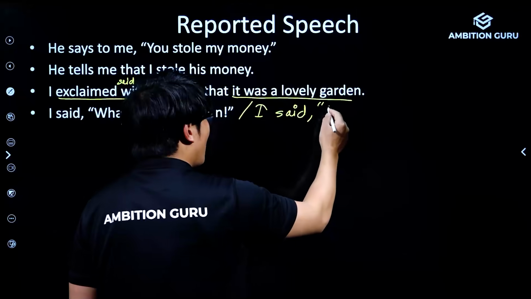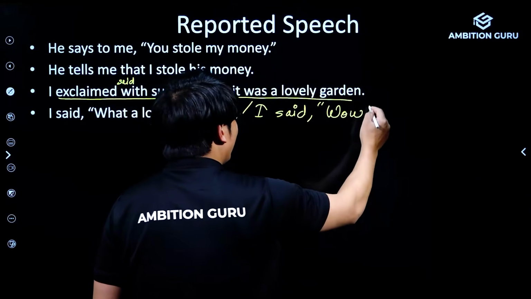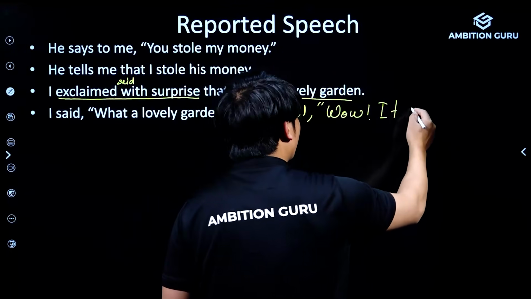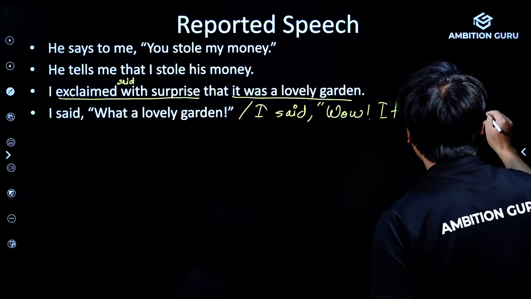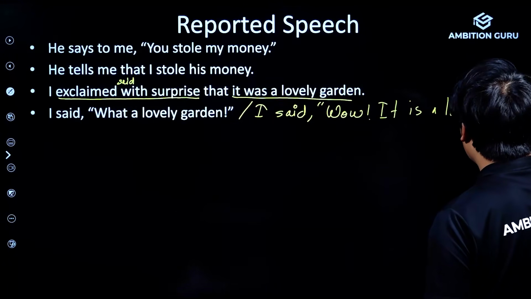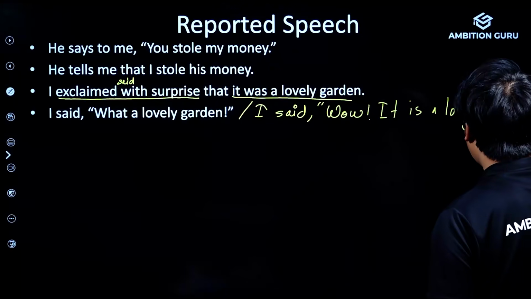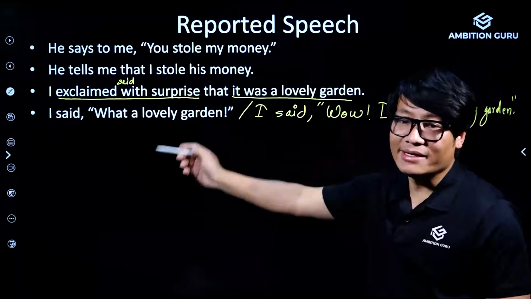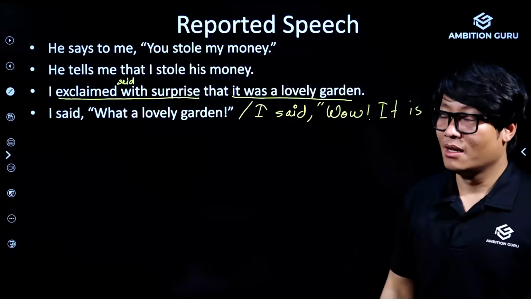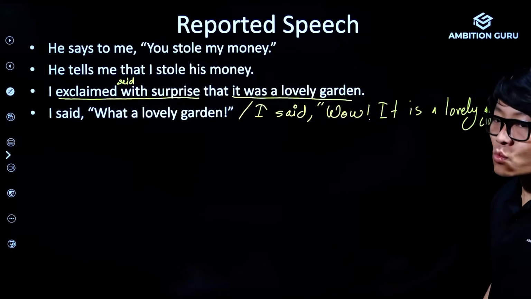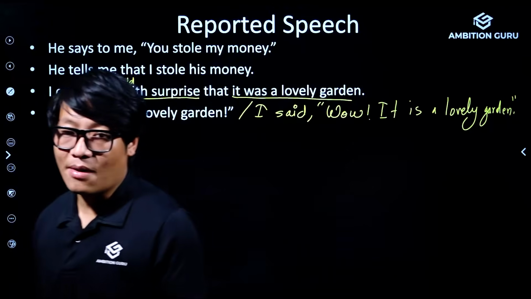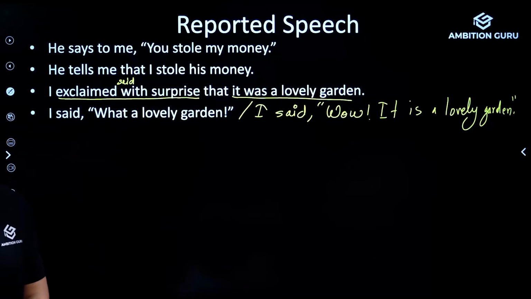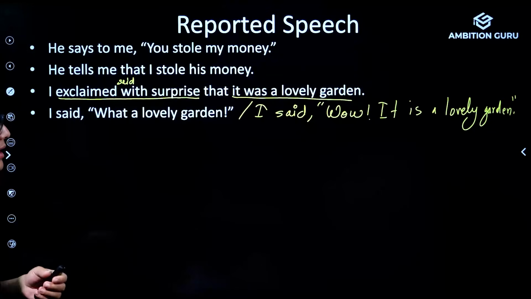Darling, wow, it is a lovely garden. So this is another answer. One is I said, what a lovely garden. The second sentence is I said, wow, it is a lovely garden. That's amazing. Now, thank you. You did it better. You nailed it.